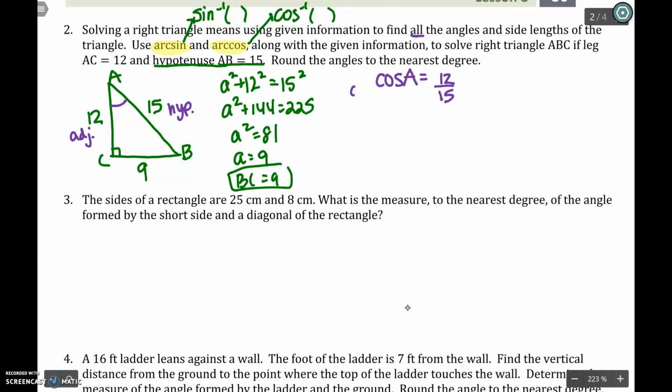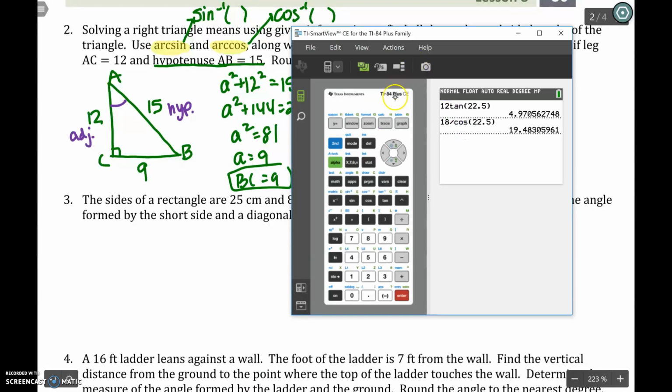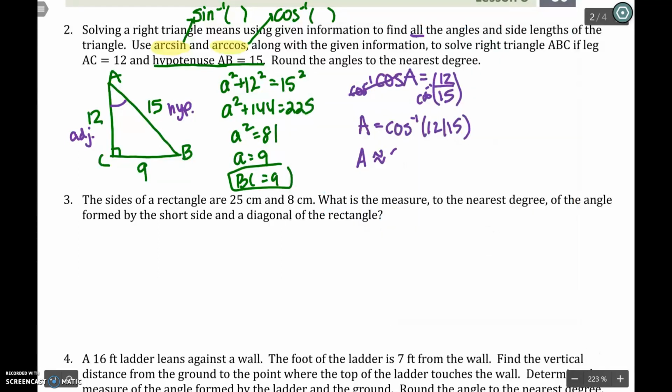Since I'm looking for an angle, I'm going to do the -1 on both sides for cosine. And A will equal the inverse cosine, or arc cosine, of 12/15. And it does say to the nearest degree. So cosine -1 means I have to hit second cosine. 12/15 would be 36.86, so 37 degrees.